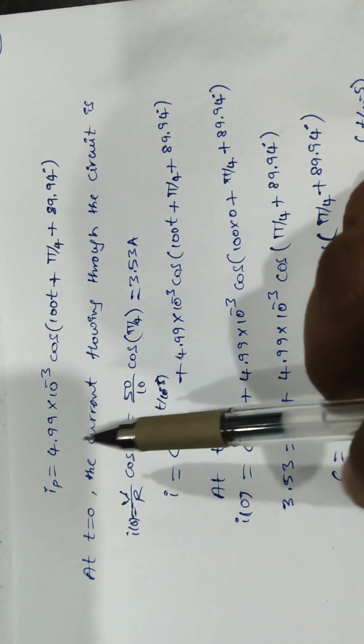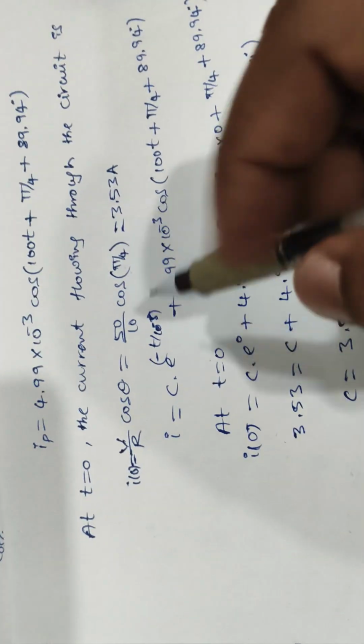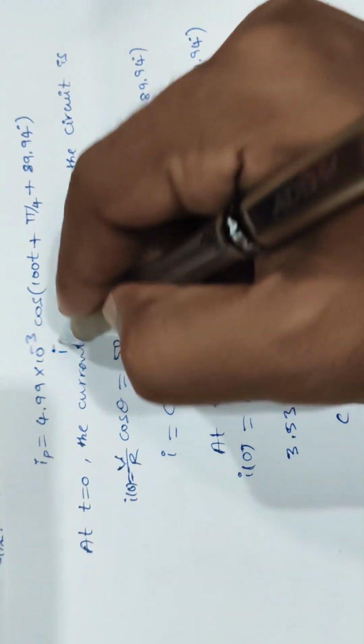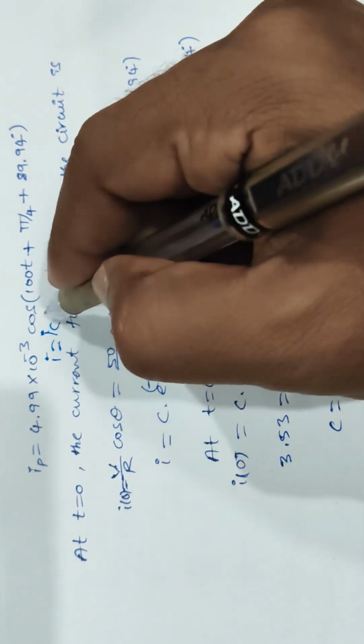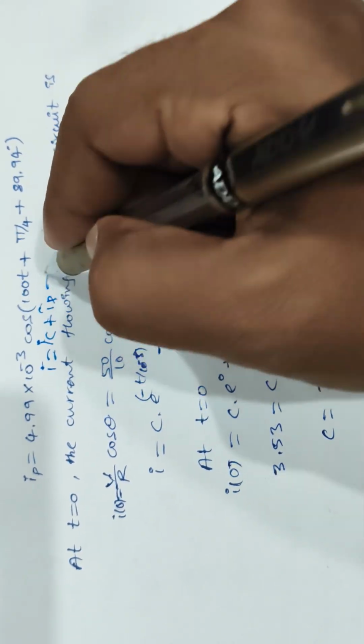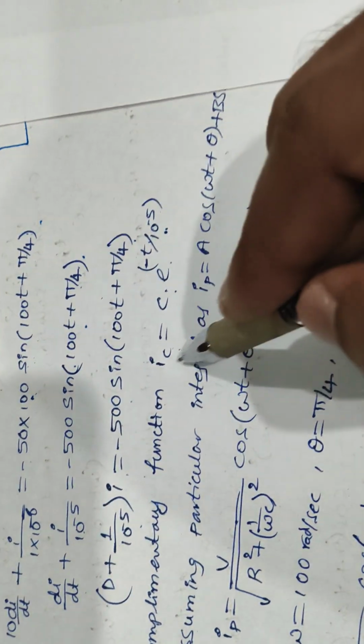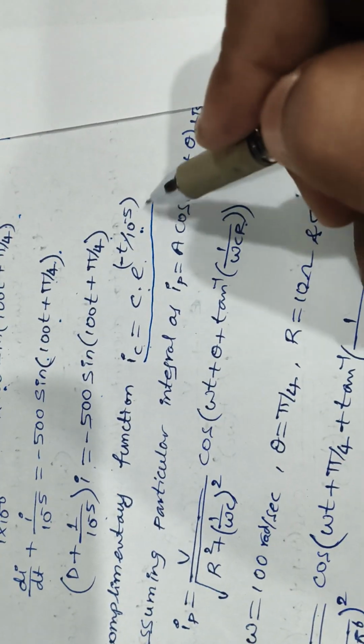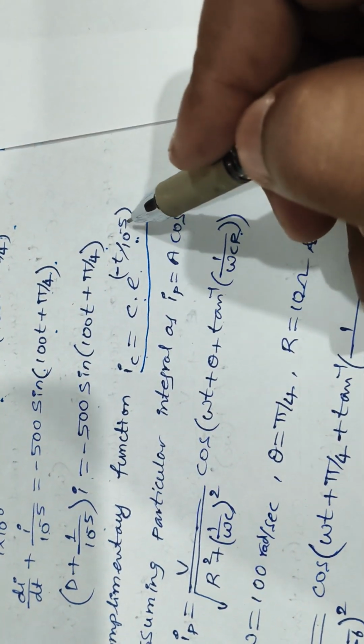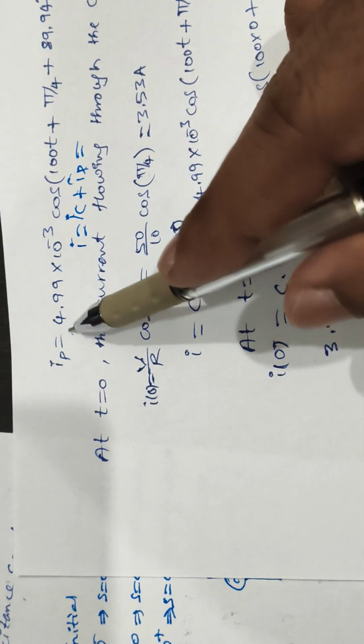So now we got the current equation I as I equal to IC plus IP, because we already know the IC equation. IC is equal to C into e power minus t by 10 power minus 5, and IP is equal to this equation.